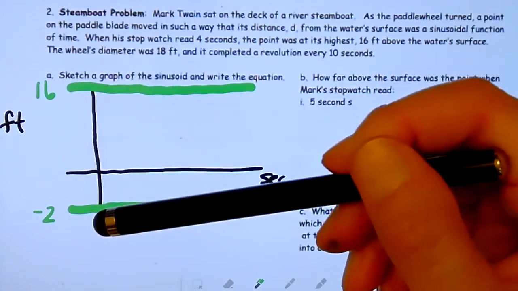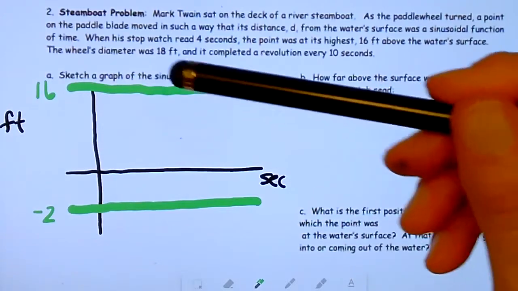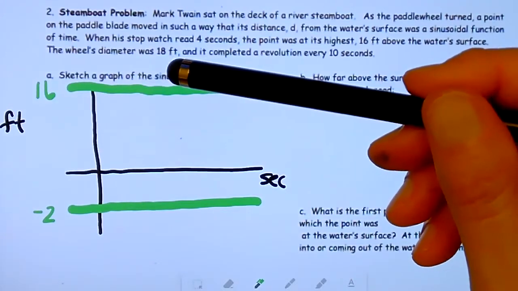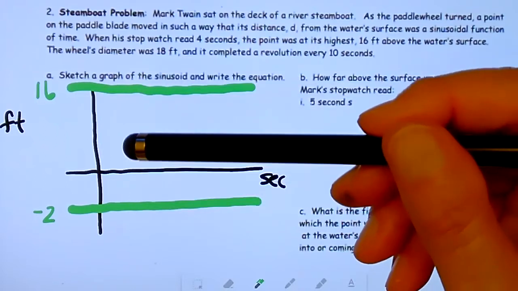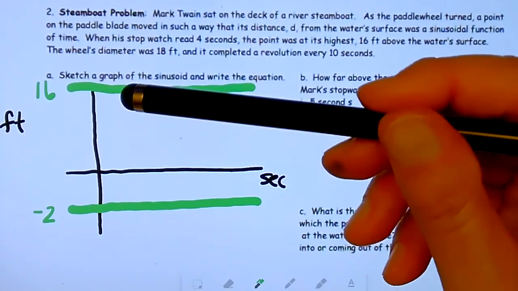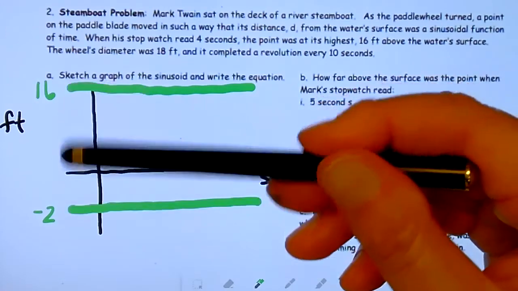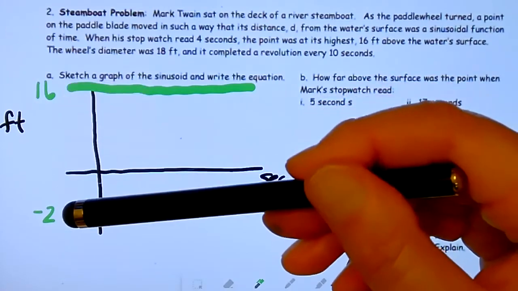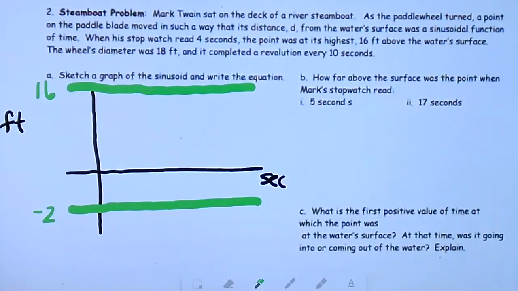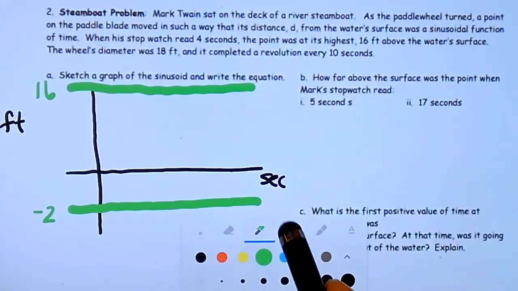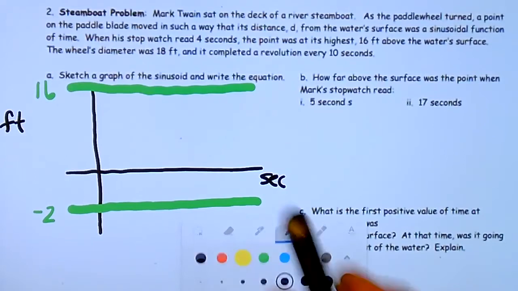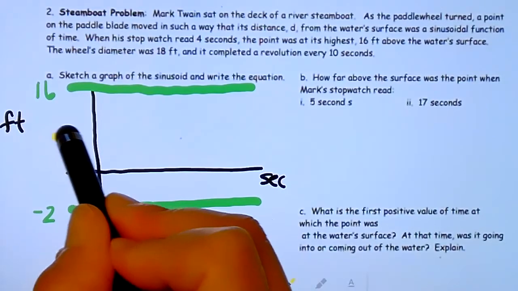Couple ways I can do this. One way is I know that the radius would be 9, so I can go 9 above this, which would put me at 7, or 9 below this, which also puts me at 7. Or I can average 16 and -2, add them together, I get 14, divided by 2, I get 7. So any of those situations are going to give us 7. So 7.